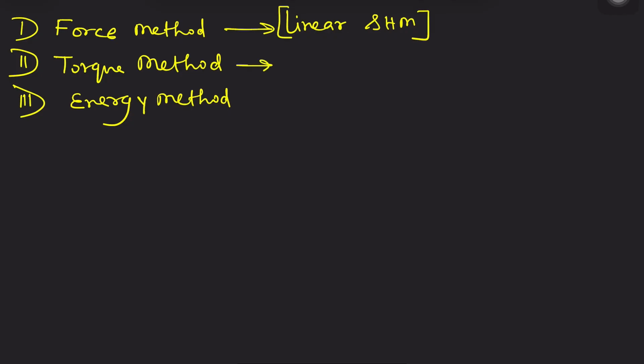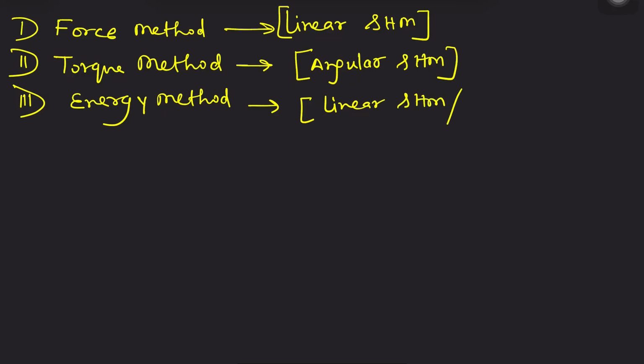And if you are dealing with a particle or a body which is performing angular SHM, then we go with the torque method to calculate the time period. And the versatility of the energy method is that it can be used for both cases, whether the body or particle is doing linear SHM or angular SHM, it does not matter. It can handle both cases very easily.